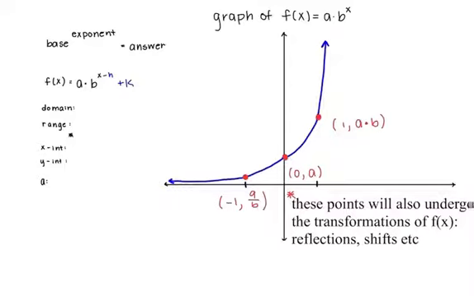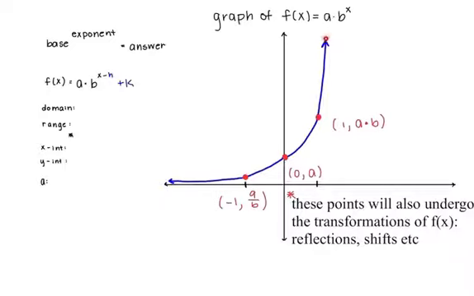from transformations. So looking at this graph over here, this is kind of our parent graph of f of x, and it's very general. So right now, this is the graph without any transformations applied to it. We have three interesting points. We have this point -1, comma, a divided by b. We have another point 0, comma, a. And we have another point 1, comma, a times b.